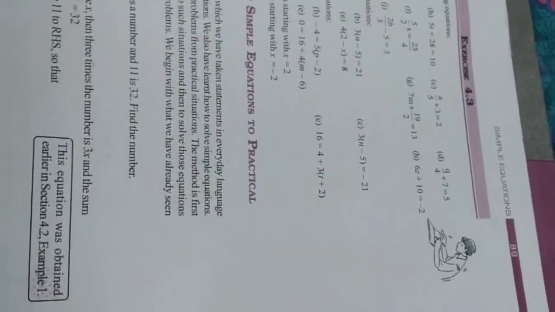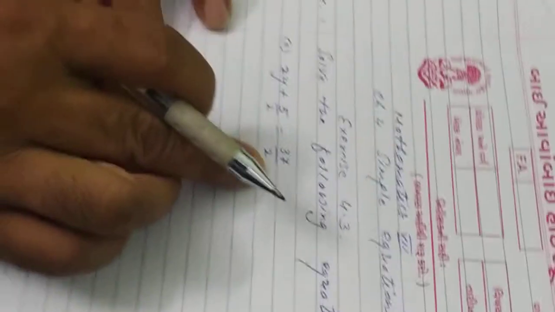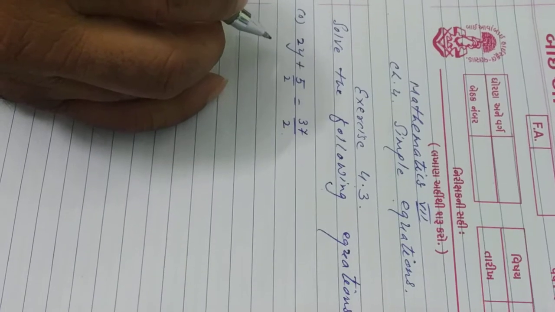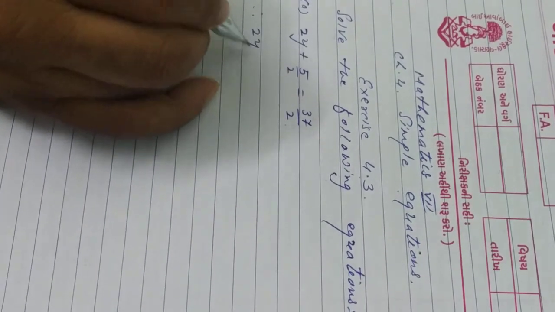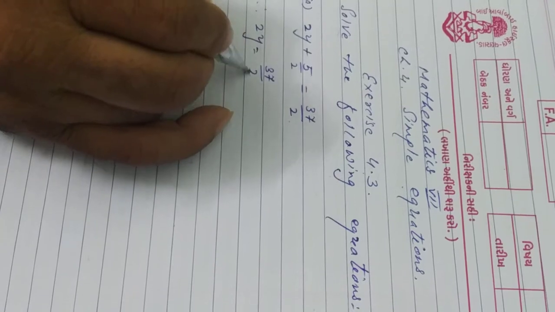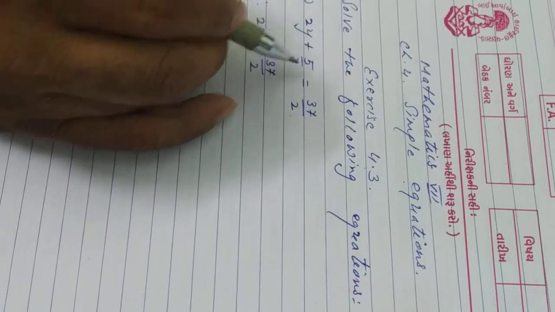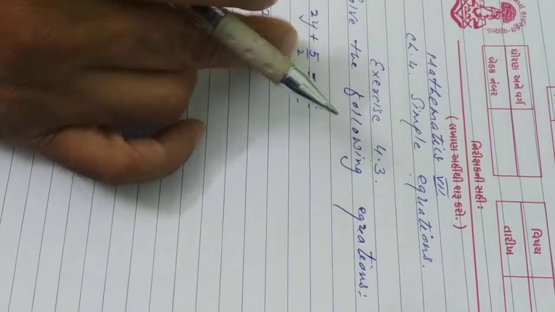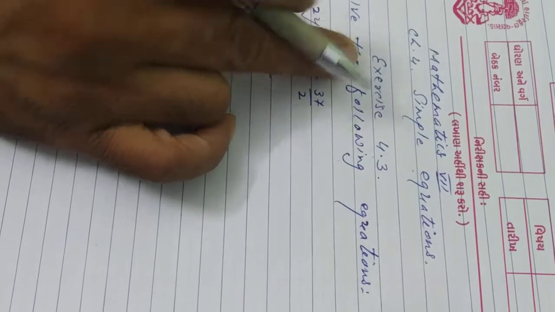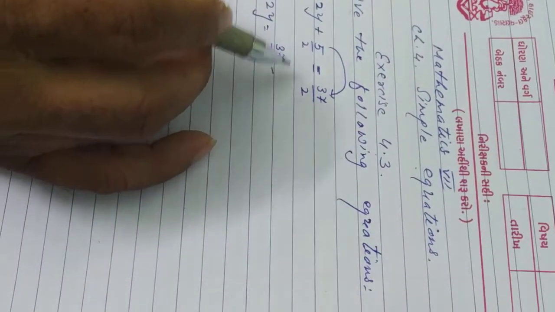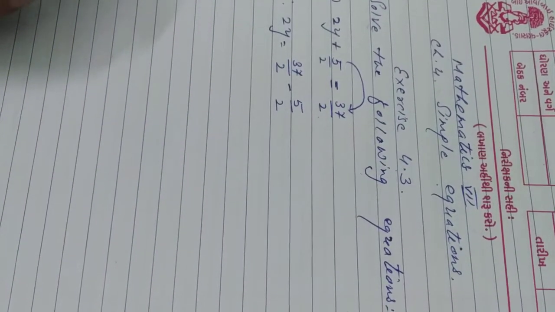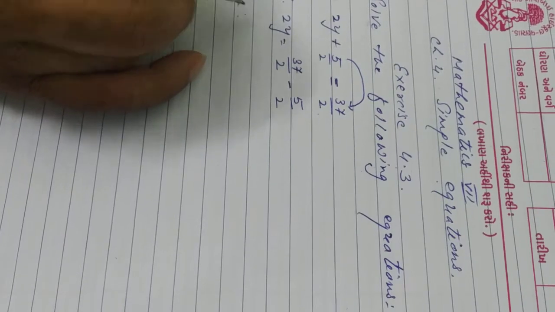See the exercise 4.3. First example, 2y plus 5 upon 2 is equal to 37 upon 2. Now let's try to solve it. First, 2y is equal to 37 upon 2. Now see, plus 5 upon 2 is on the left side of the equals sign, right? So if we change the side from left to right, it becomes what? Plus becomes minus, minus 5 upon 2. Got it?